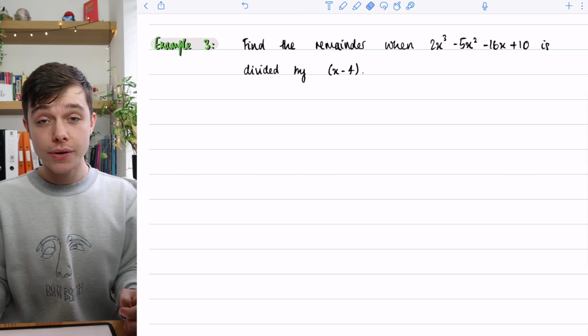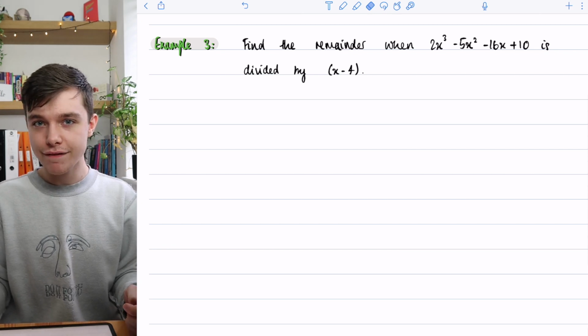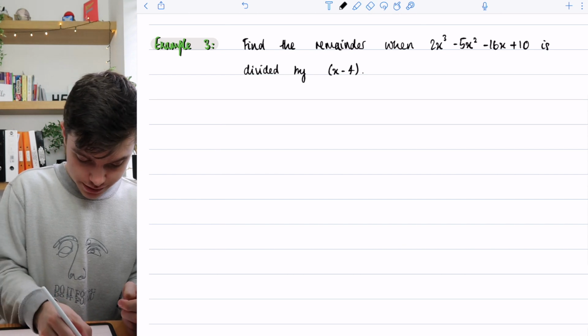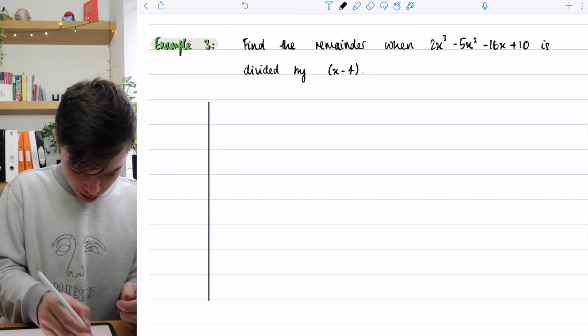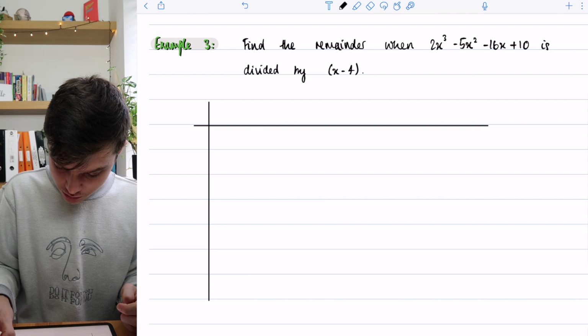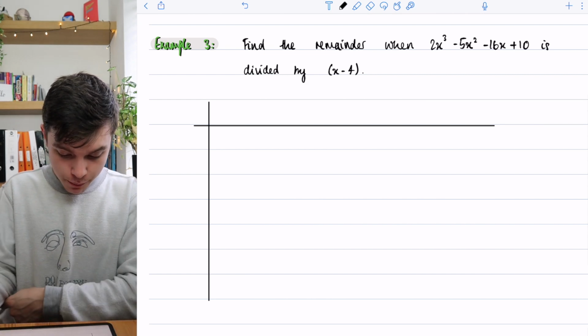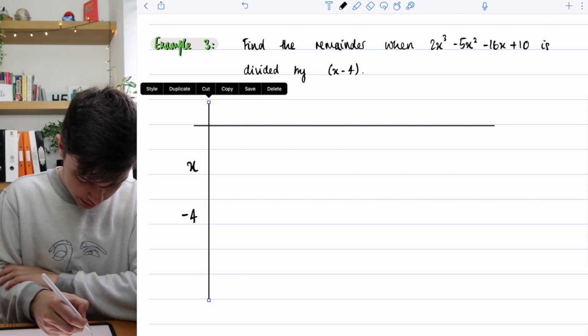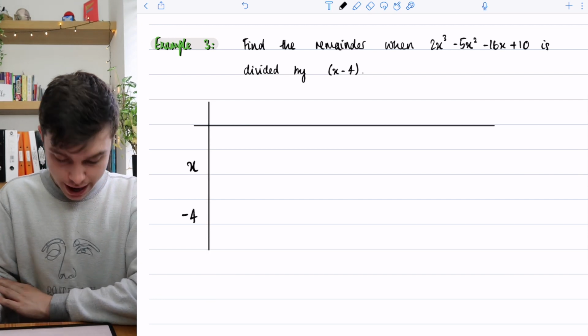Okay, I'm going to again use the grid method because I find it much easier. So let's do the grid method together. I'm going to draw my grid, it doesn't really matter how big it is, and we're dividing by x minus 4. So x minus 4, let me just move that like that, okay?